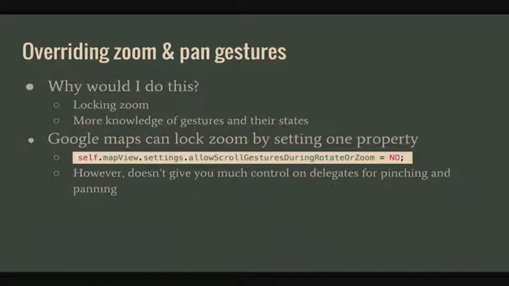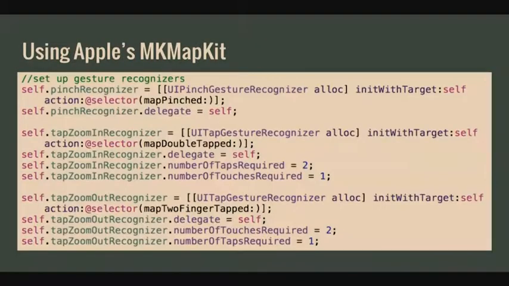The only problem with that is it doesn't really give you any more control over these gestures. You don't know exactly when you stopped zooming, but not when you stopped panning. So I've implemented a cool category that can do this on Apple and Google's Maps. So here's how you would start doing it on Apple's MapKit.